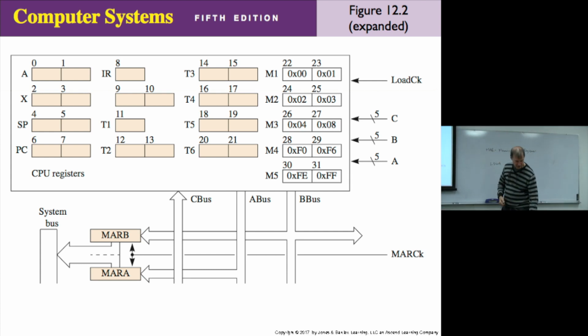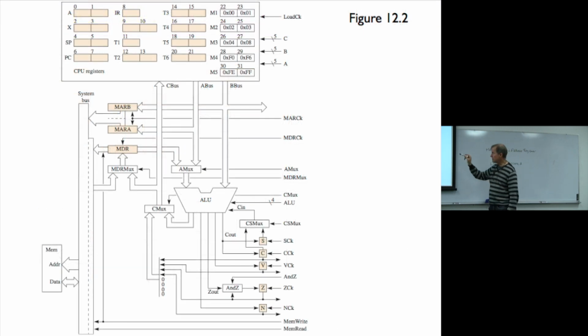So let's go to the regular figure. You see that goes to the system bus. Now, do you see that there are two parts to the system bus? The system bus has address lines and it has data lines. Are you with me? My pointer doesn't work. But up here, you see MARA and MARB are both going to the system bus. So that system bus is 16 bits wide.